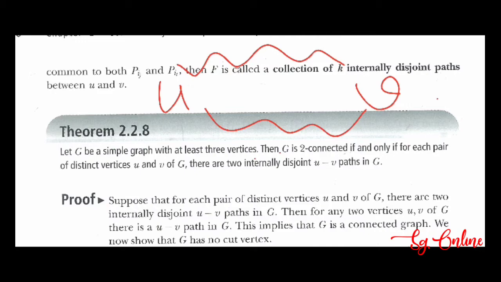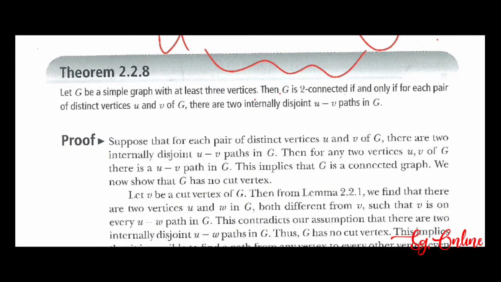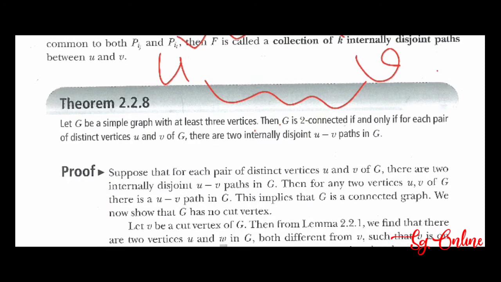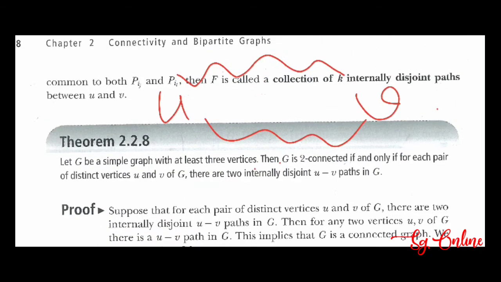And so we start with the proof. Now you will see that one part is very obvious. That is, suppose you consider that for any pair of distinct vertices there are two internally disjoint u-v paths, then you can easily prove that the graph is two connected. The proof is as follows: first of all, since they are connected by some path, the graph is connected. Next, we want to show that there is no cut vertex. That is, deletion of one vertex cannot make the graph disconnected.